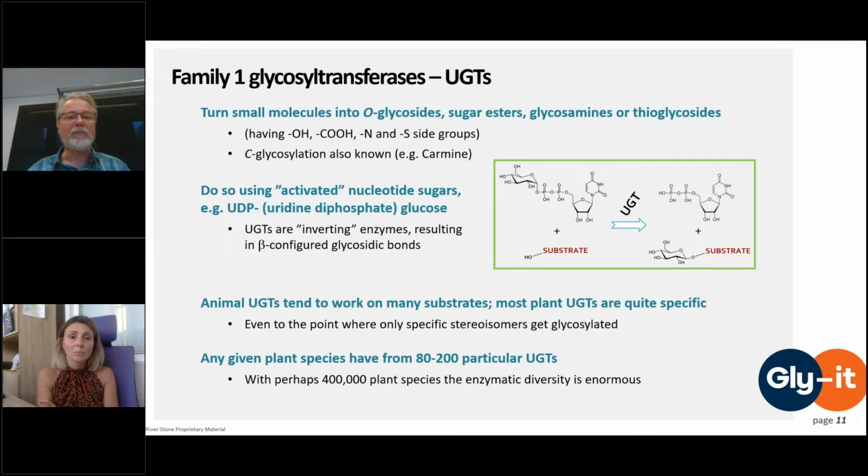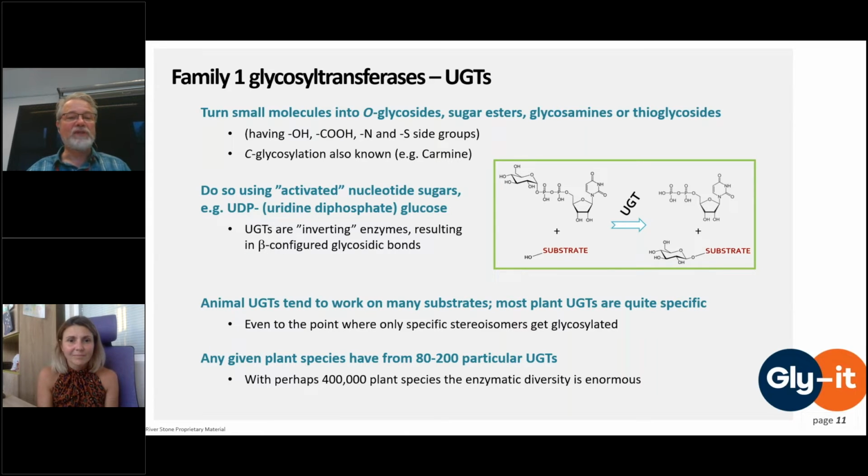And the prime example of this is carmine, the red colorant used in so many things, among those lipstick and Aperol for Aperol spritz. It's a very interesting reaction, and there's a lot of research underway in that.